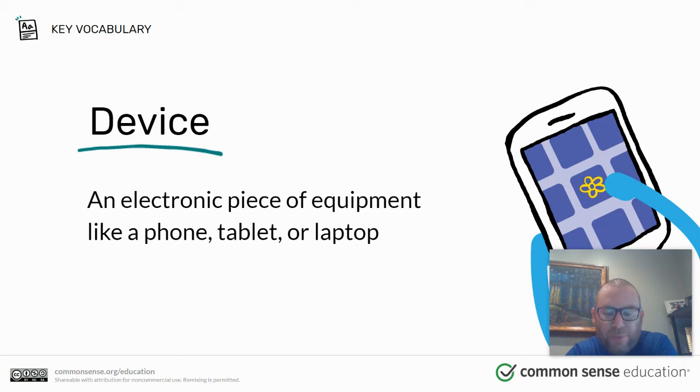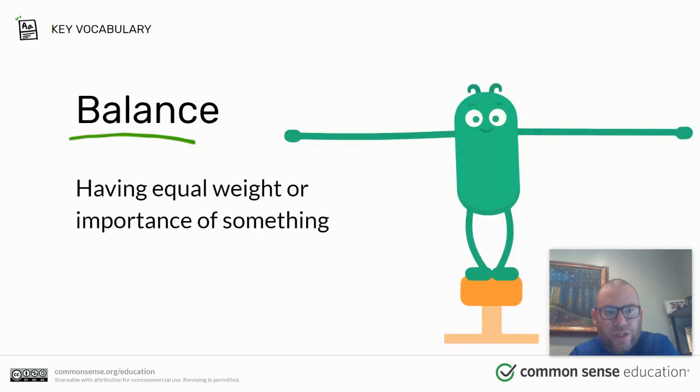So a device, I'm sure you guys already know this, is an electronic piece of equipment, a phone, a tablet, a laptop. I'm on a laptop right now. I don't know which kind of device you guys are on. That's what a device is, right? And then I told you balance, we're looking for balance, equal weight or importance of something. See how he's balancing there? If one arm is too far down or has too much in it, and then the other arm, he's going to not be balanced. He's going to have a hard time standing up there. So we want an equal amount, basically, right?